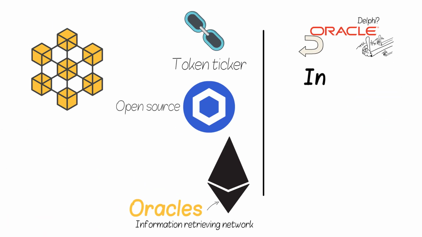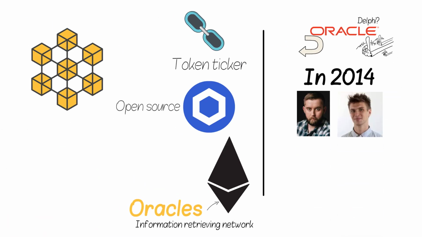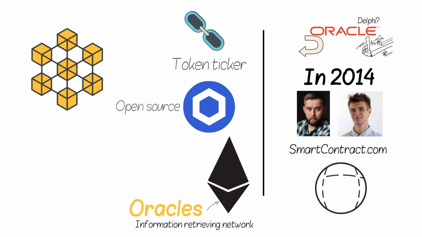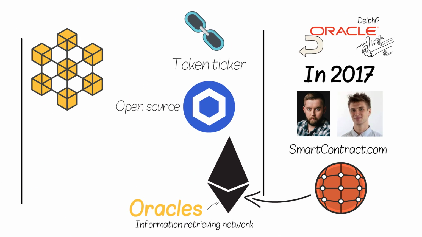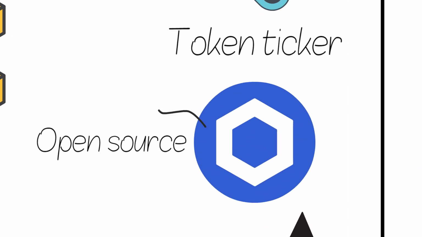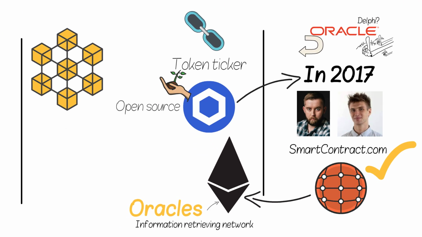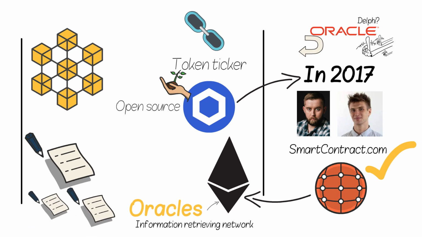Back in 2014, Sergey Nazarov and Steve Ellis founded smartcontract.com, a website that aimed to bring more functionality to this newly developed smart contract technology on the Ethereum network. Fast forward a couple of years to 2017, and from this original project, Chainlink would be born, launching into markets in November of 2017. In the beginning, Chainlink was the oracle that settled smart contracts on the blockchain.